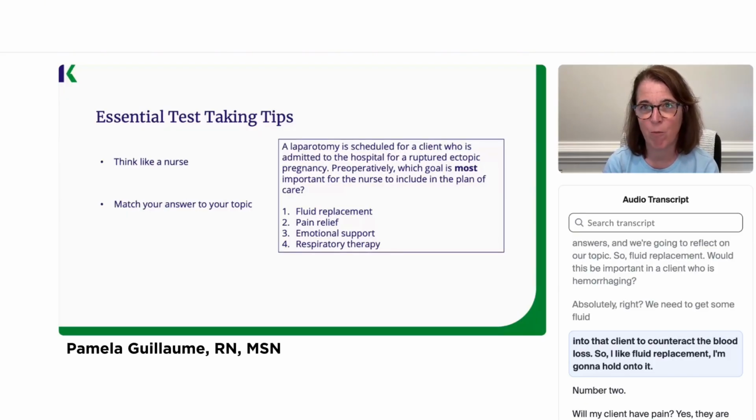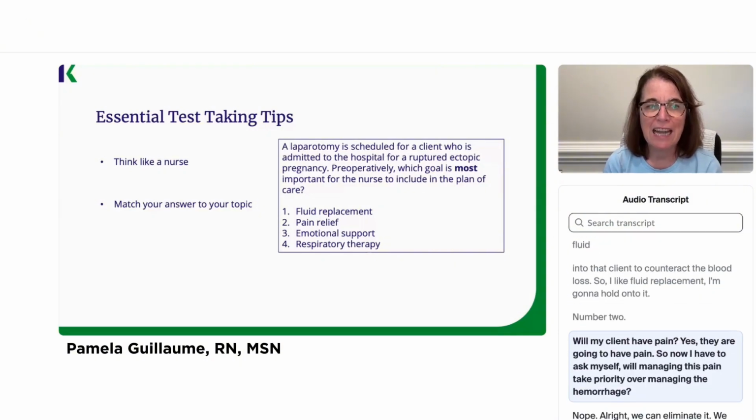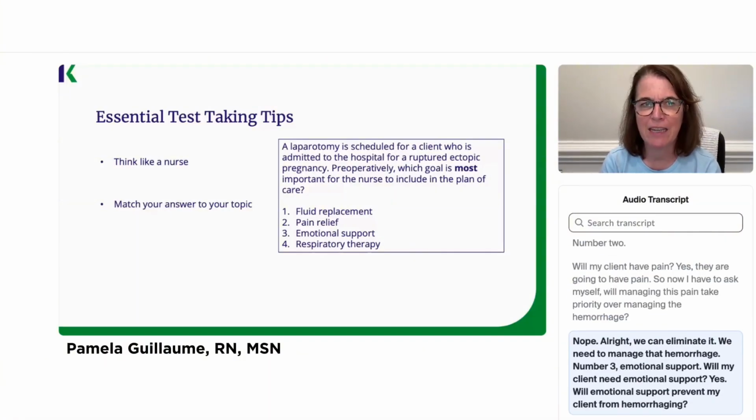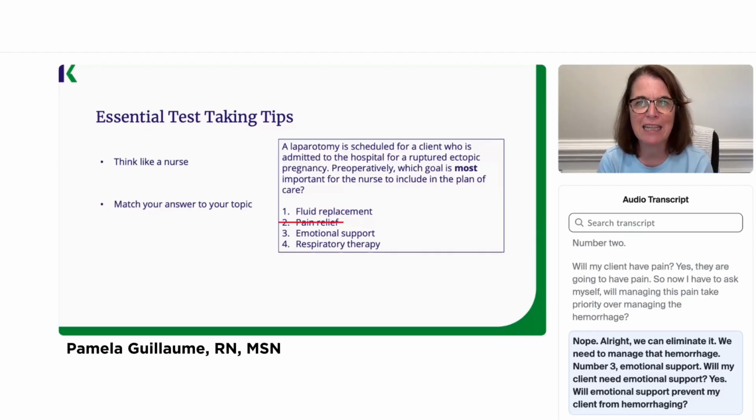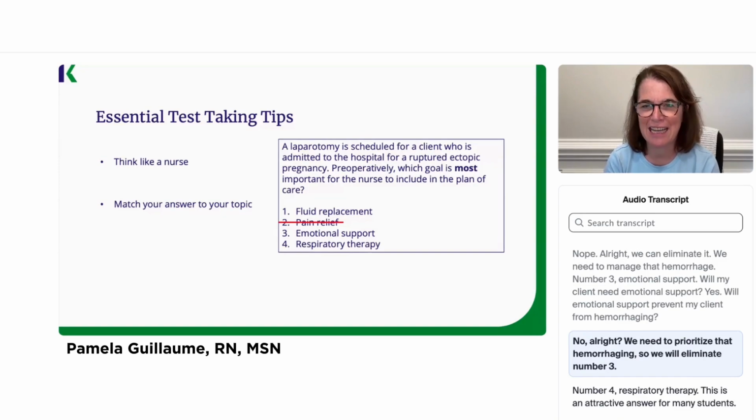So I like fluid replacement. I'm going to hold on to it. Number 2, will my client have pain? Yes, they are going to have pain. So now I have to ask myself, will managing this pain take priority over managing the hemorrhage? Nope. All right, we can eliminate it. We need to manage that hemorrhage. Number 3, emotional support. Will my client need emotional support? Yes. Will emotional support prevent my client from hemorrhaging? No. All right, we need to prioritize that hemorrhaging, so we will eliminate number 3.